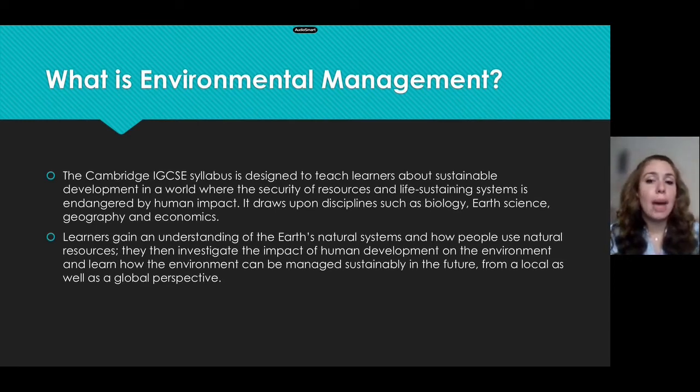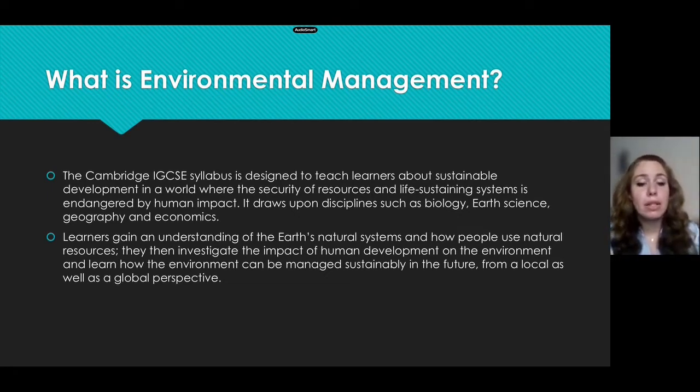Okay, so each chapter in the environmental management textbook is divided into 3 parts. This one is the first part, the Earth's natural systems and basically how people use these natural resources. So that's the first part of any of the chapters found in the environmental management textbook. Second, we investigate the impact of human development on the environment. Because of what we do and the natural resources that we use, obviously there has to be an impact on the environment. Usually it's a negative impact. So that's the second part of any chapter in the environmental management textbook.